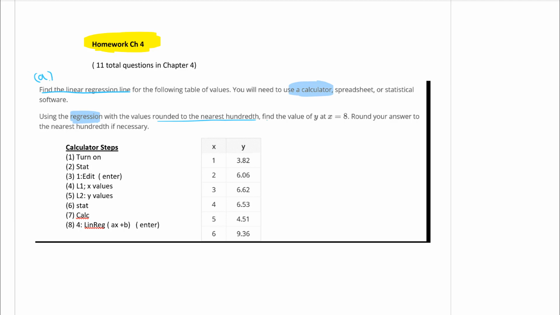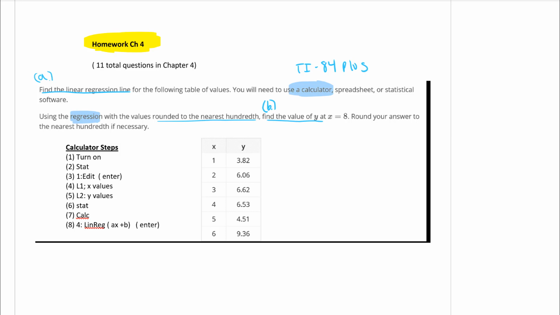The second part says find the value of y at x is equal to 8. You can say this is our part B. And of course, we're still going to be rounding to the nearest hundredth if possible. So using your TI 84 or 83, or your Plus or your CE, whatever you have, if you have a graphing calculator, then you should be able to do this problem.